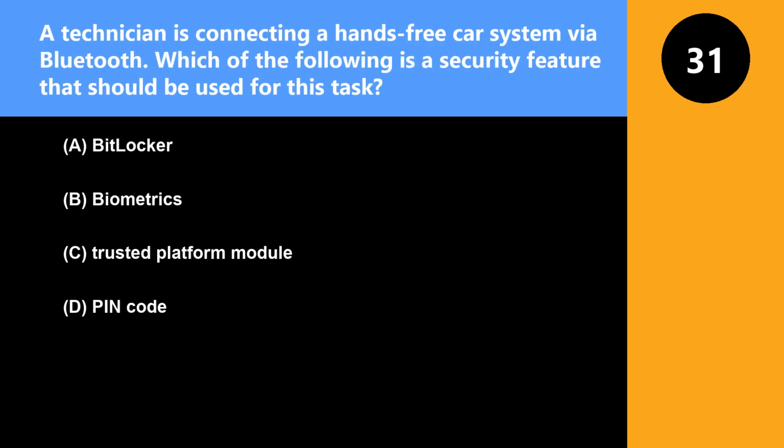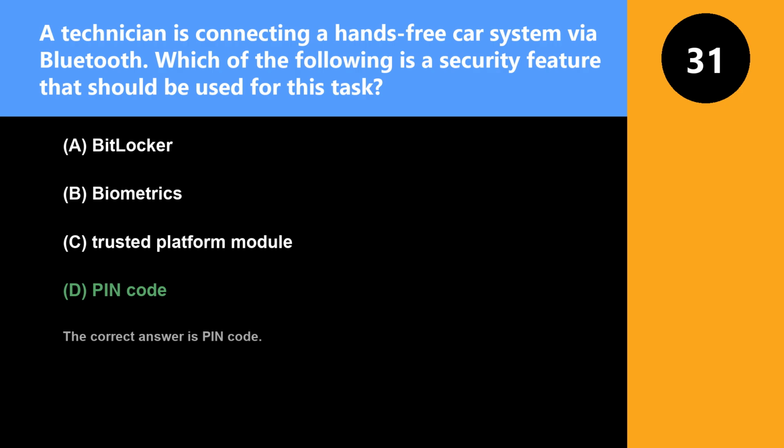Question 31. A technician is connecting a hands-free car system via Bluetooth. Which of the following is a security feature that should be used for this task? Option A, BitLocker. Option B, biometrics. Option C, trusted platform module. Option D, PIN code. The correct answer is option D, PIN code.